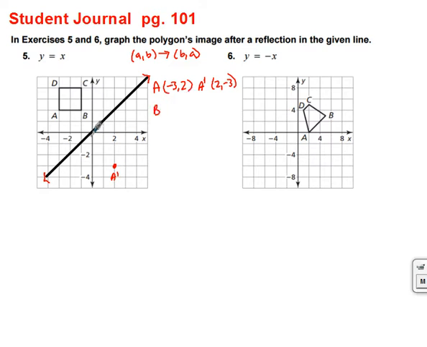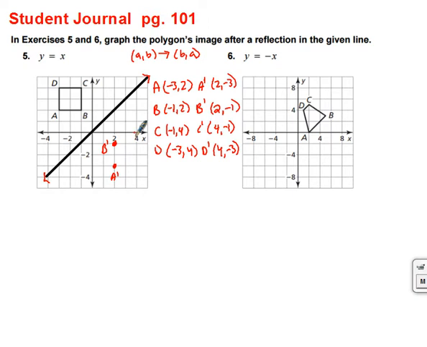Alright, for B, B is at (negative 1, 2). So when we switch the coordinates, B prime is at (2, negative 1). So over 2, down 1, that is where B prime is at. Alright, let's look at C. C is at (negative 1, 4). So C prime will be at (4, negative 1). D is at (negative 3, 4). So D prime will be at (4, negative 3).